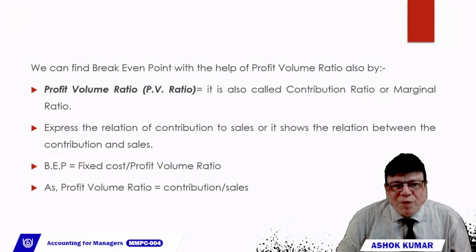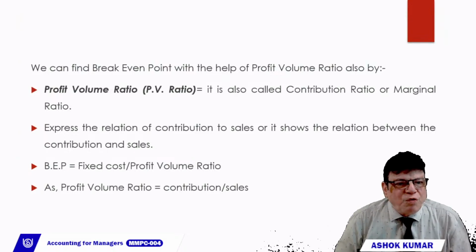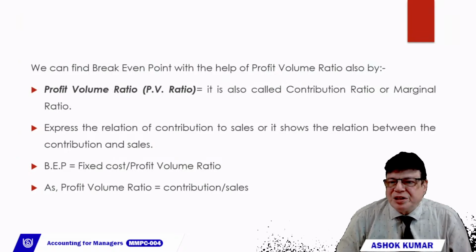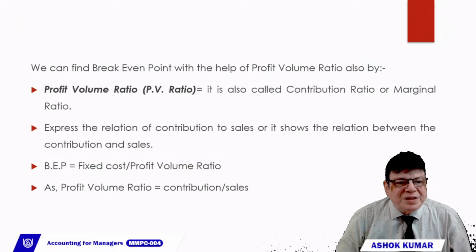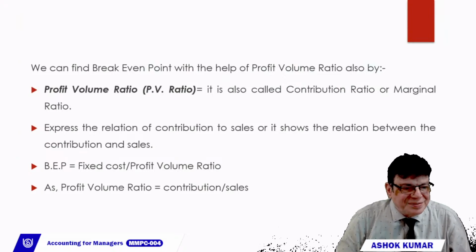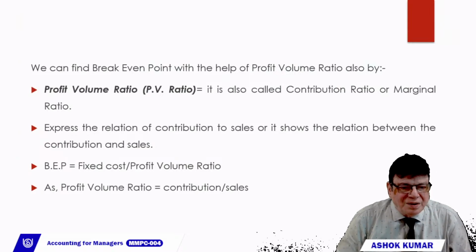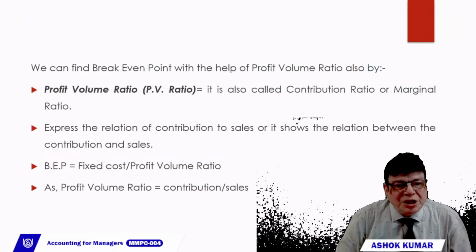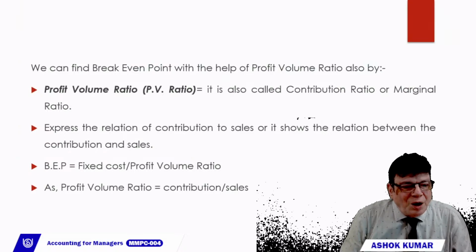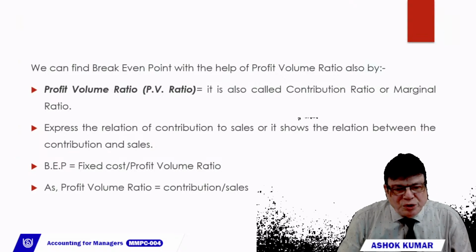We can find break even point with the help of profit volume ratio also. Profit volume ratio, PV ratio, is also called contribution ratio or marginal ratio. It expresses the relation of contribution to sales. Break even point is equal to fixed cost divided by profit volume ratio. Profit volume ratio is equal to contribution divided by sales. So our break even point is equal to fixed cost divided by contribution over sales.